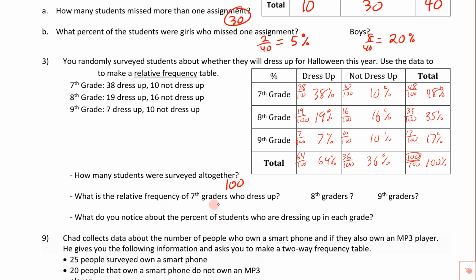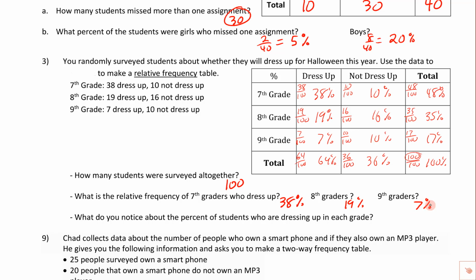What is the relative frequency of 7th graders who dressed up? 7th graders who dressed up. So let's see, that's going to be the 38% right here. So 38%. Relative frequency of 8th graders who dressed up. That's going to be 19%. And then 9th graders who dressed up, that's going to be that 7% right there.